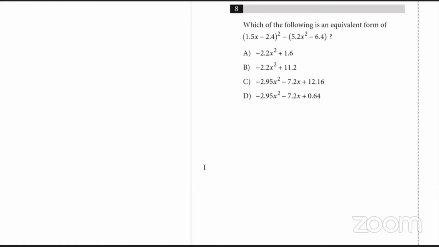Here we are going through College Board Test 5, Section 4, question number 8. And we're looking for an equivalent form of the expression. So we just need to kind of simplify it out. So squaring the first part, squaring means multiplying it by itself. So 1.5x minus 2.4 times 1.5x minus 2.4. And we have a minus sign here. So we're going to distribute that into these two terms.